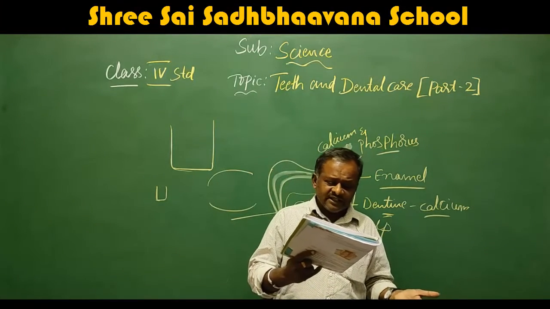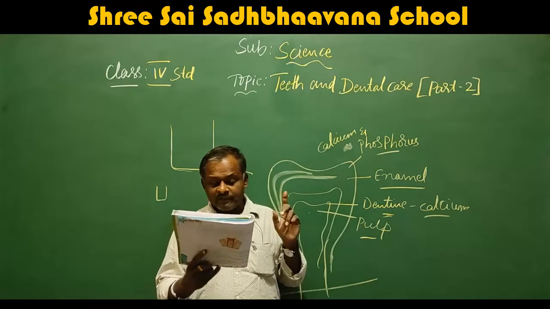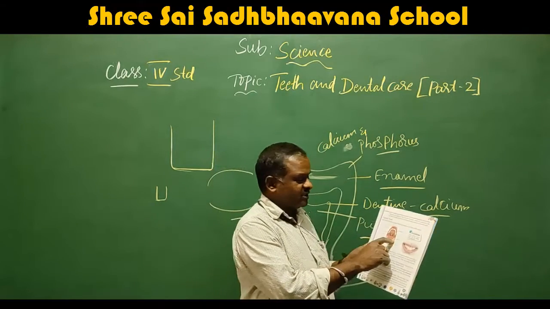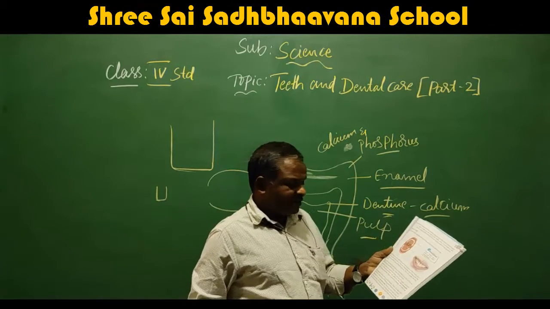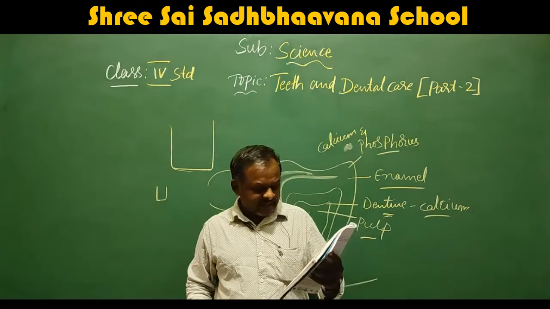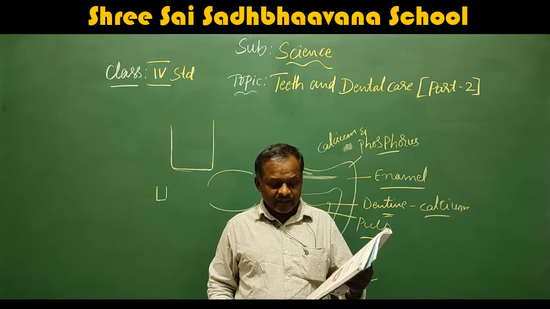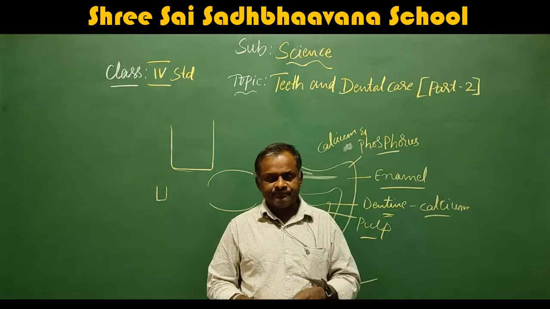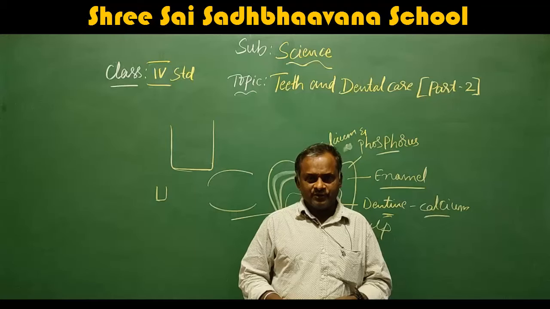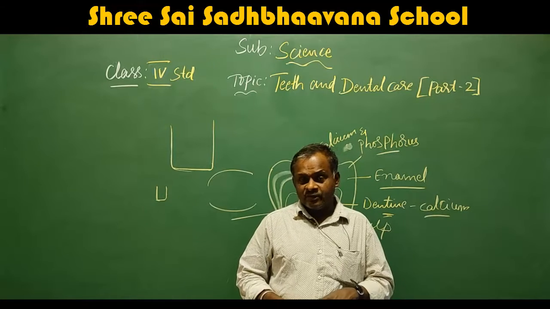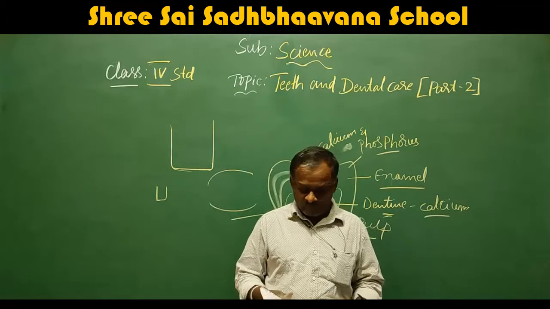Next, there are 8 molars, 4 at the top and 4 at the bottom. See here, they have given molars in the last. They are wider and stronger than premolars. They work closely with the tongue to help swallow the food. That means after grinding, we want to swallow the food, and these molars help along with the tongue to do that.